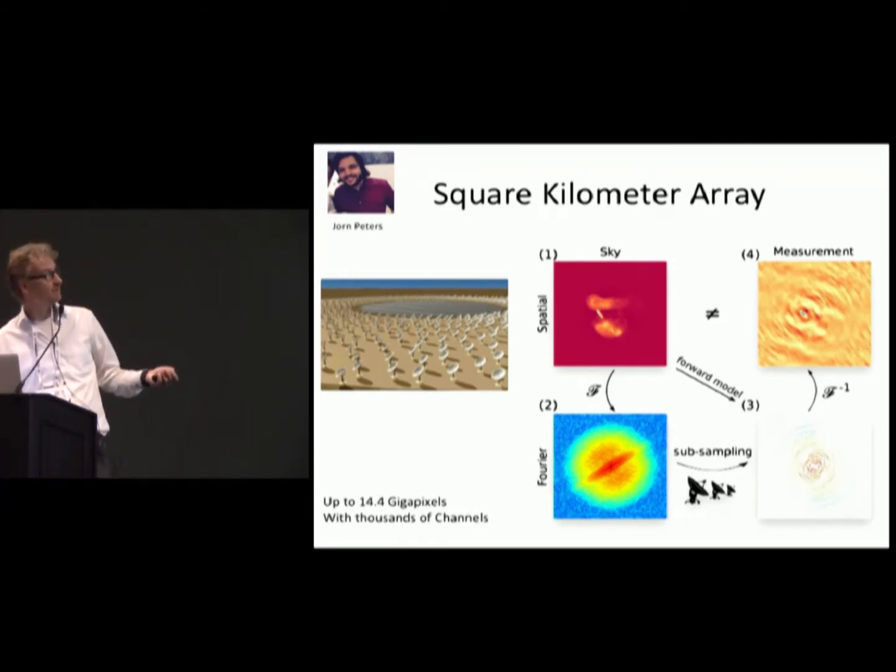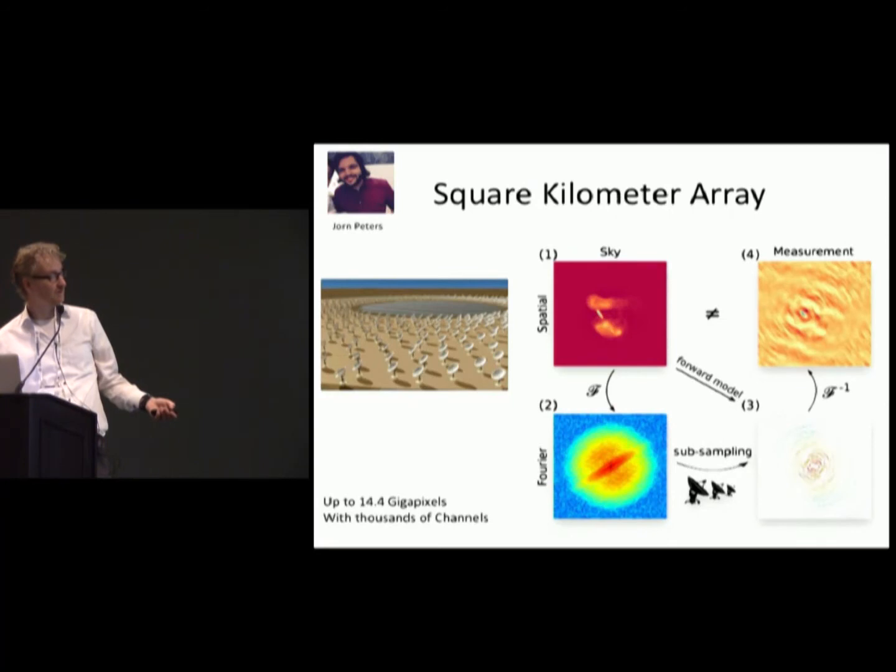So you have an image of the sky here. That's, let's say, the ground truth image of the sky. Let's Fourier transform that image. This is what that would look like in the Fourier domain. And then the process of subsampling using this array of antennas looks like this. It's a bit hard to see, but basically a subset of these Fourier measurements are actually measured. And because the Earth is rotating, you see these circular patterns in there.